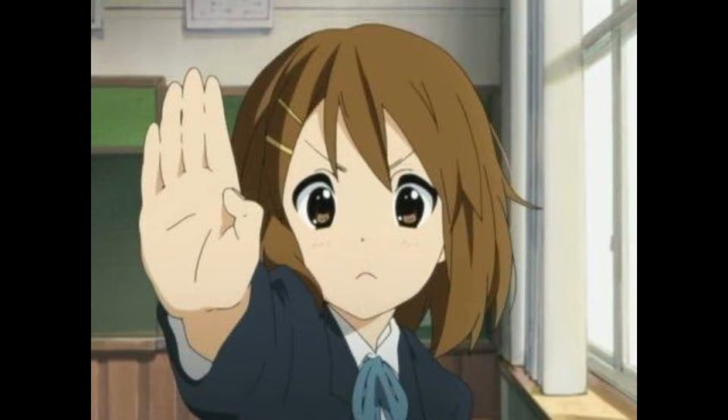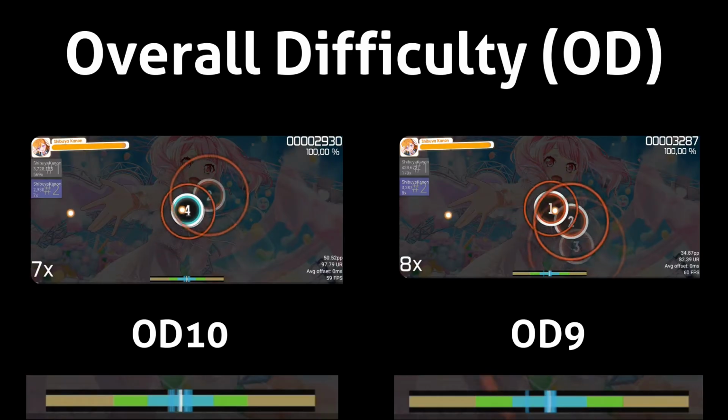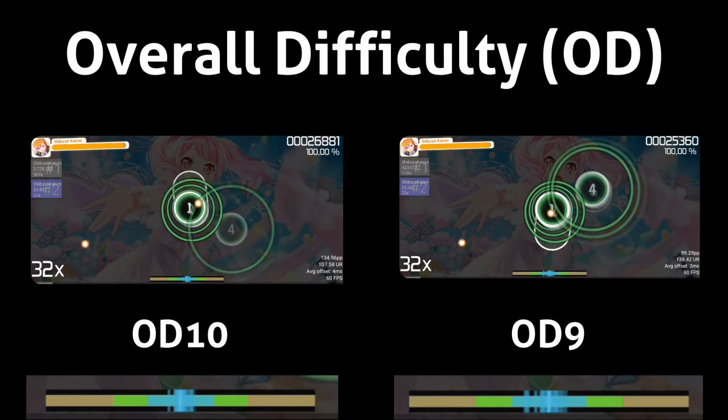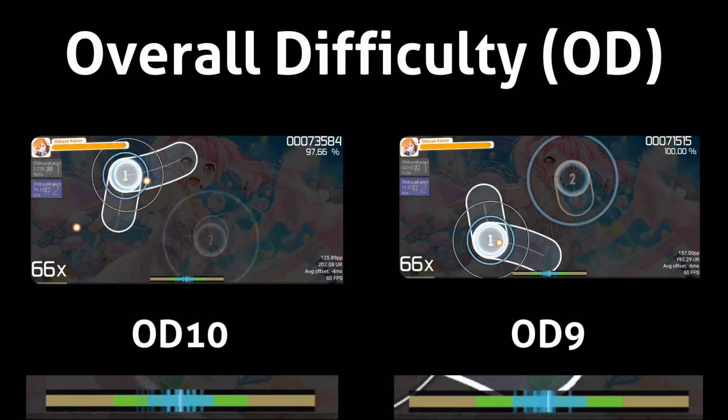Alright, but before we get into the mods, it is probably a good idea to talk about OD, AR, CS, and HP first. OD, or overall difficulty. This determines how small a hit window is. The higher the OD, the harder it is to hit a beat perfectly. It also makes it harder to clear a spinner.